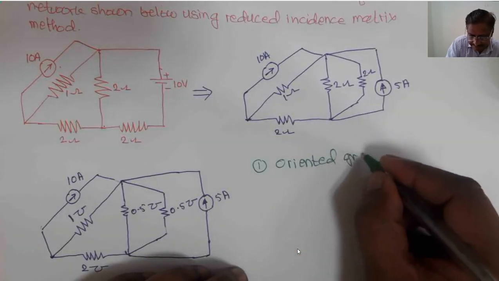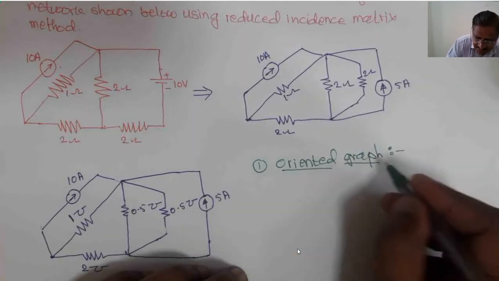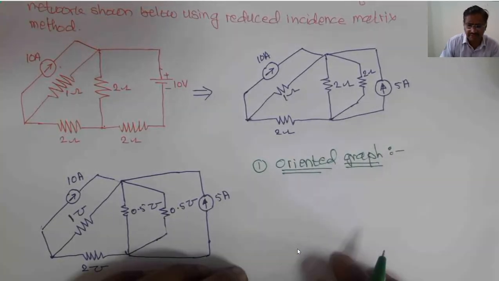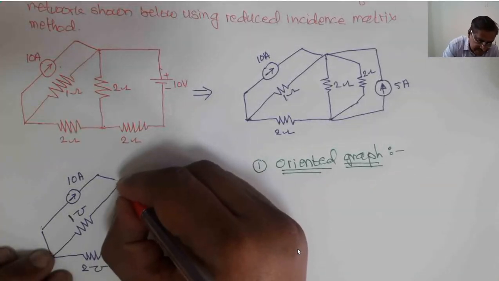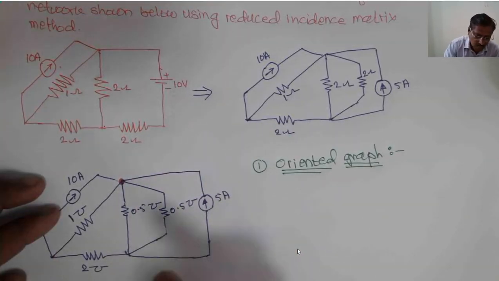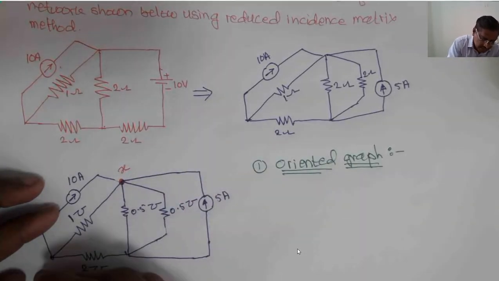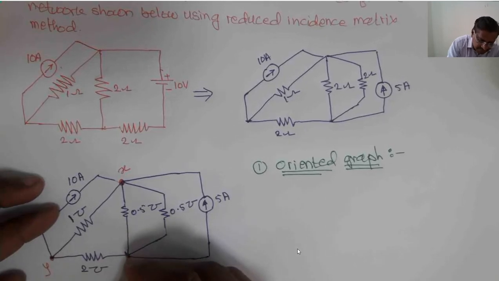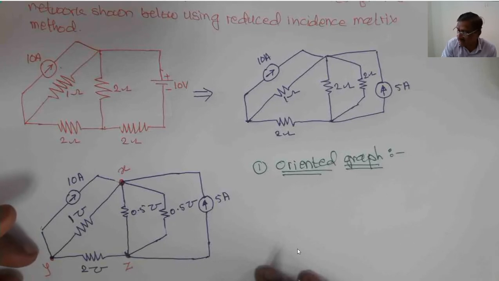Oriented graph or directed graph. It means first we should be in a position to draw the oriented graph or directed graph. We will draw this oriented graph. But before drawing the graph, we should give names to the nodes. Here, this is one node, I will call it node X. I will call this node Y, and I will call this node Z. We are giving the names X, Y and Z. These are the three nodes.